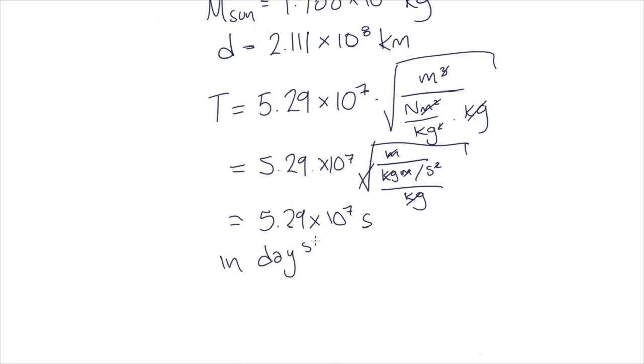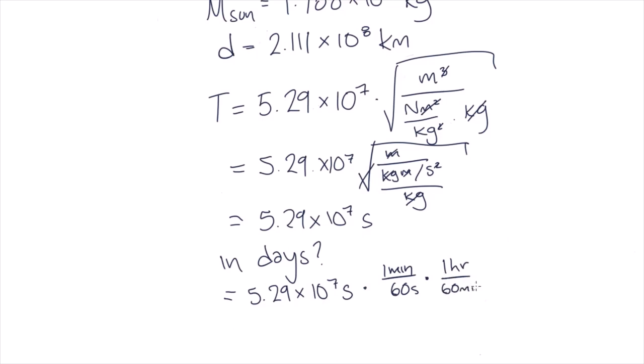If we multiply our answer in seconds by 1 minute over 60 seconds, which is the same as multiplying it by 1, and we multiply that by 1 hour over 60 minutes, and we multiply that by 1 day over 24 hours, we can convert it into days. Plugging this in, we get an answer of T equal to 612.53 days.